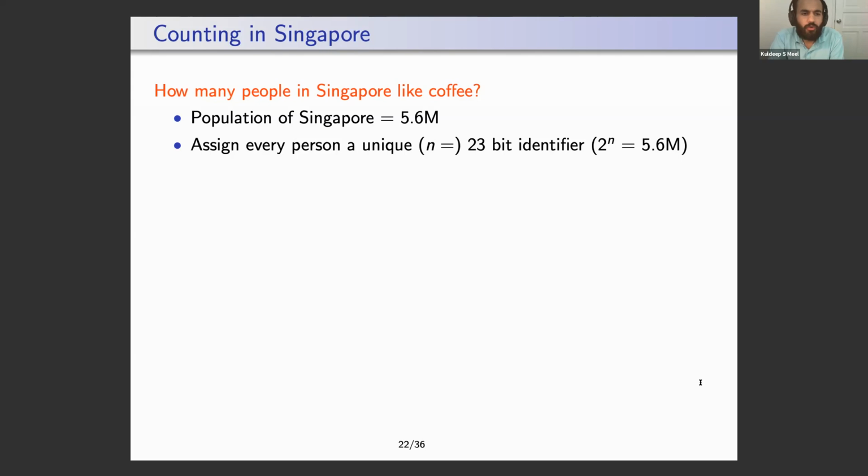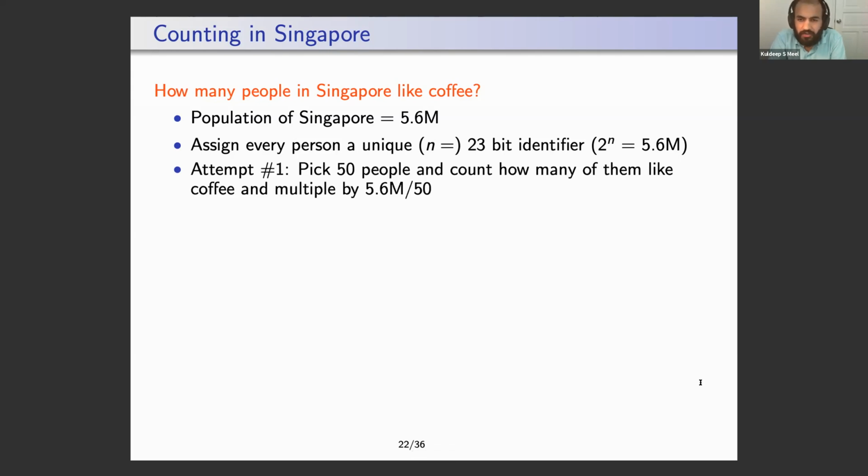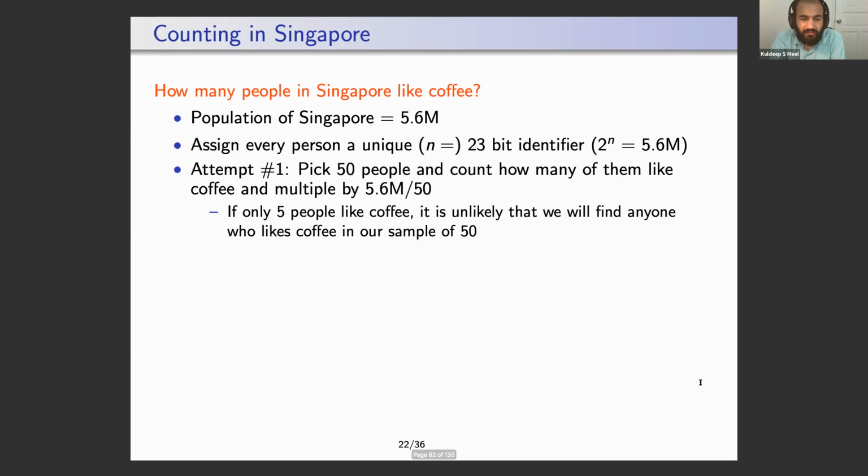Well, one idea can be we pick about 50 people, we count how many of them like coffee, and we multiply our estimate. What can go wrong with this? Well, if only 5 people like coffee, then it is unlikely we will find anyone who likes coffee in our sample of 50 people. Okay, so what can we do here?